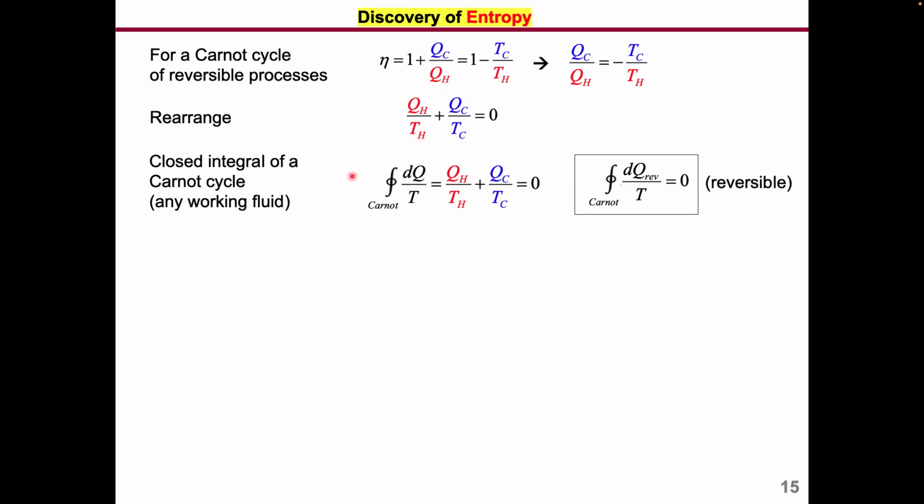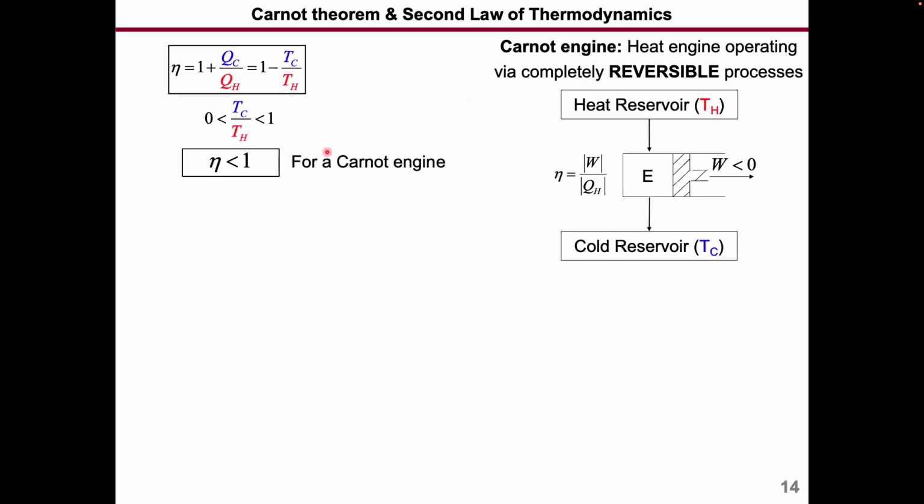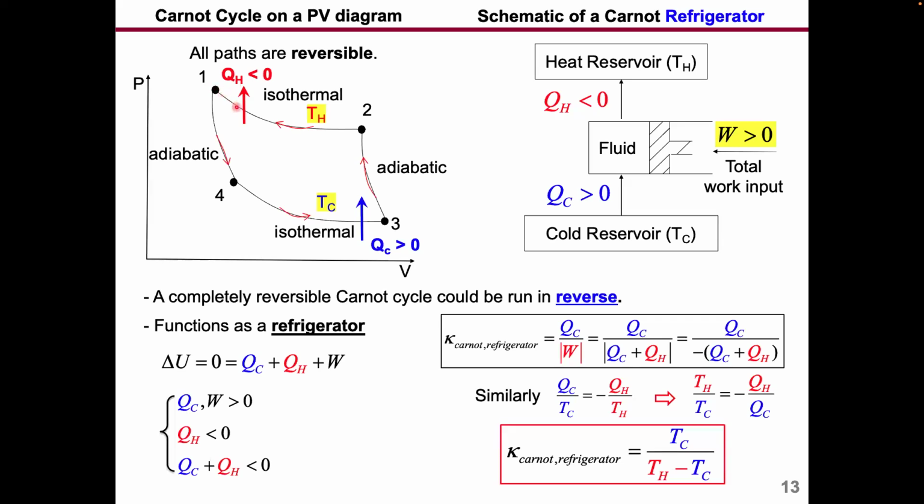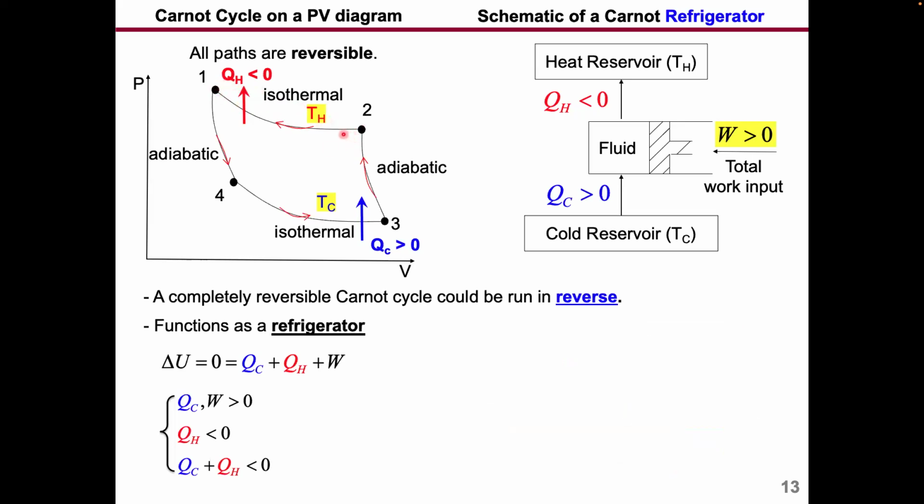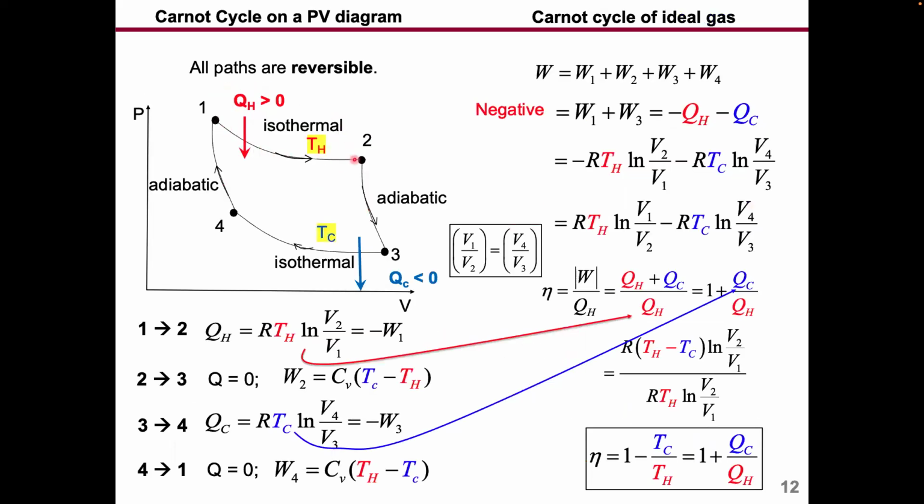I'm trying to ask you to do a closed integral of dq divided by T. So now if you go back to the Carnot cycle, if you do this integral, the first step is right here, where you supply heat. If you take the integral from 1 to 2, that is basically the Q that you receive. So the integral of dq is just equal to QH.